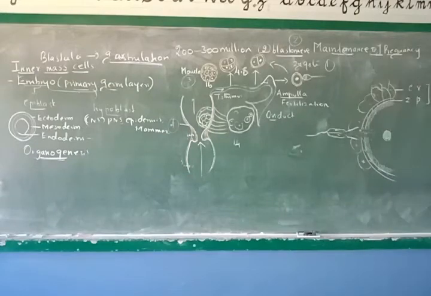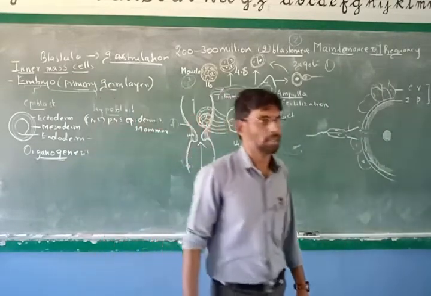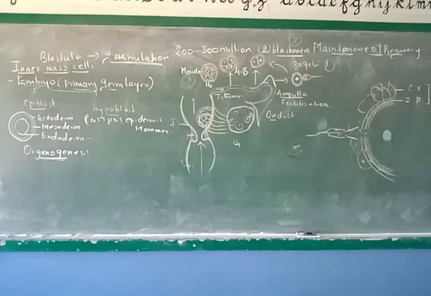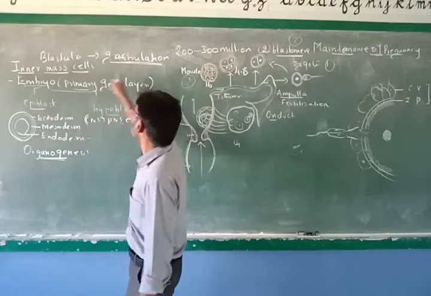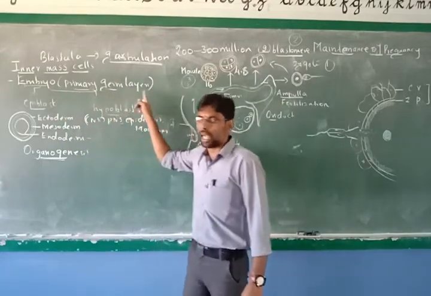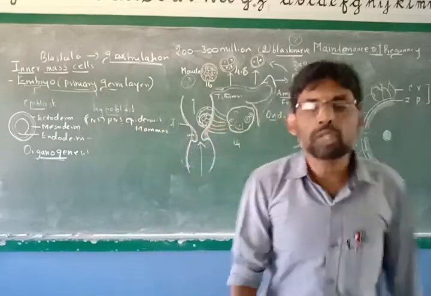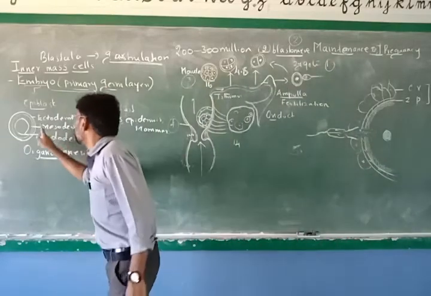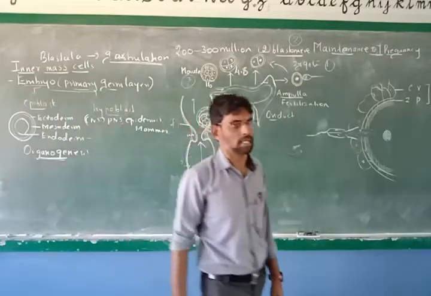They will give one particular organ and ask you to find out from which layer it has formed. So far we are studying the inner cell mass that gives rise to the gastrula, that is, the primary germ layers. How many primary germ layers are there? Three. The outer part is called epiblast, the middle is mesoderm, and the inner is called hypoblast.